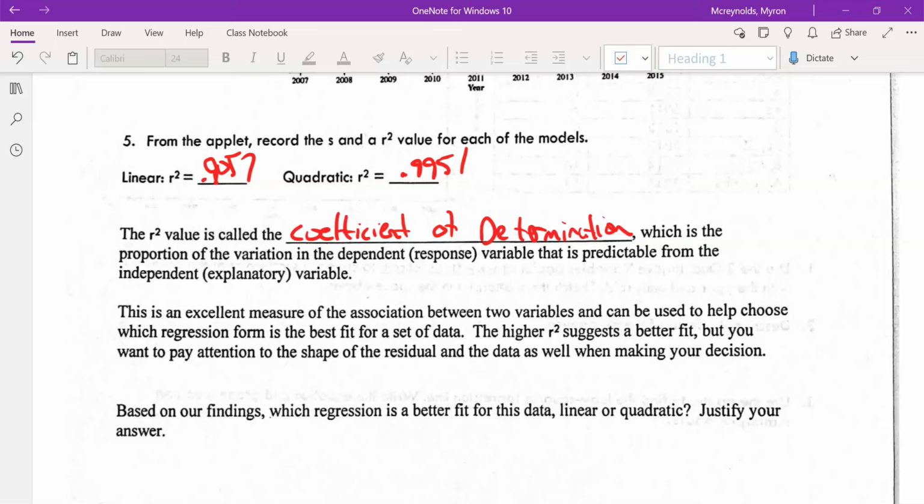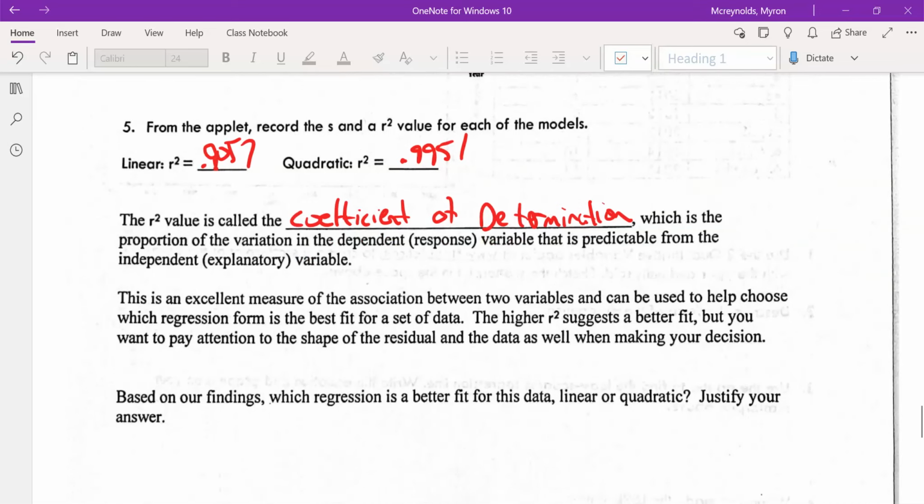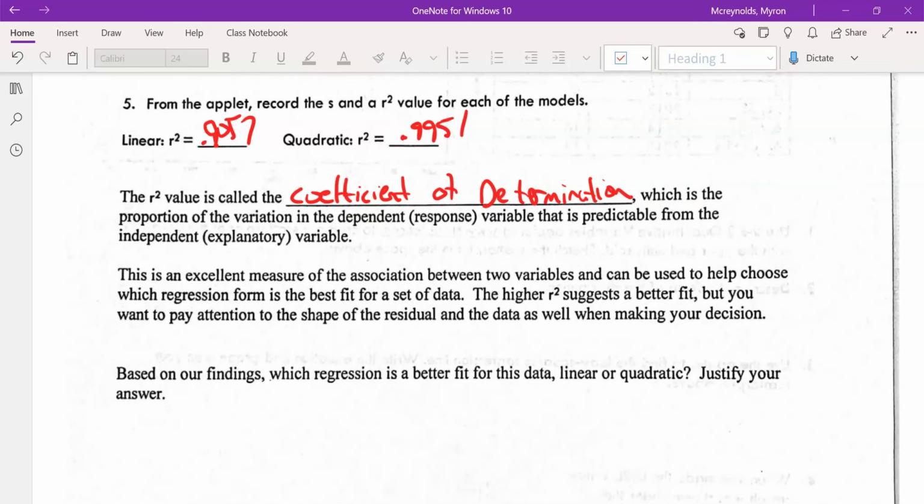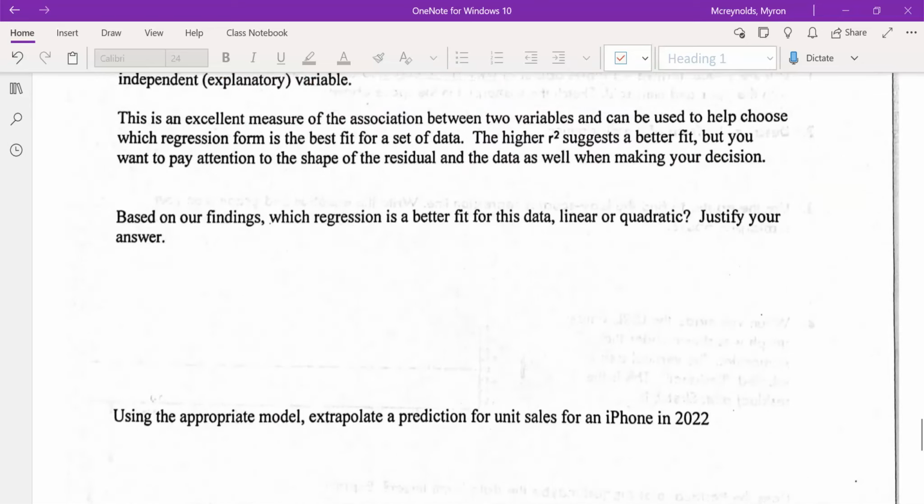But you also want to pay attention to the shape of the residual, and we did, right? The residual looked better on the quadratic one as well because it was scattered and the linear one had a U shape to it. But if we look at the R squareds, the quadratic is also better. It has a much higher R squared, which means it is a better fit. It suggests a better fit.